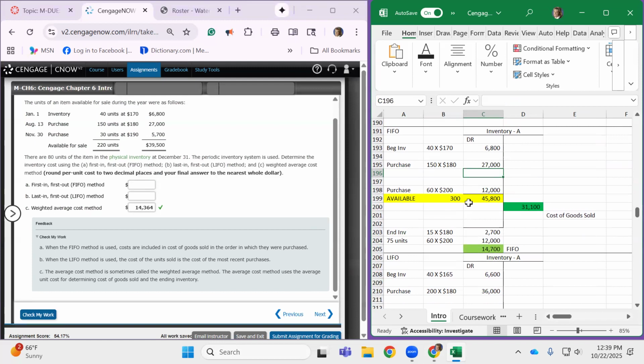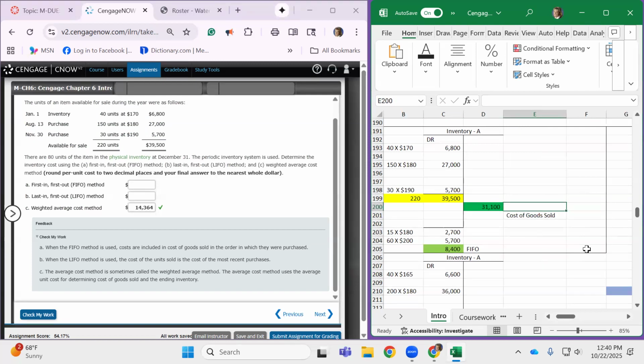27,000. And then 30 units times the $190. I don't have to calculate that because they're giving that to me. So am I matching? 39,500. And it should be 220 units. That's what they're showing available for sale. That makes it a little easier. Now this is first in, first out. So how many are we selling? We're selling 80, right? 80 units.